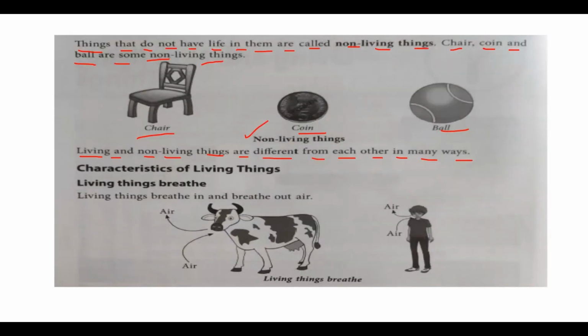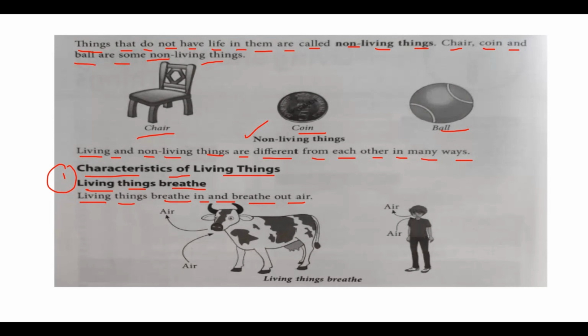So we're gonna read all those characteristics one by one in little detail. Now see, characteristics of living things. First one is living things breathe. Yes, living things breathe in and breathe out air.